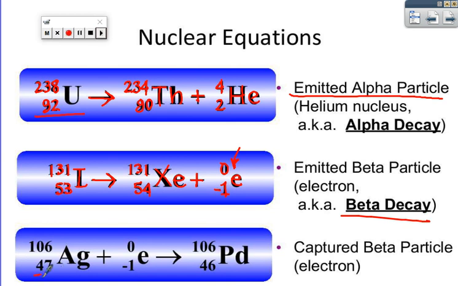So if you had Ag, atomic number of 47, and atomic mass of 106, and then you add on an electron or a beta particle, you end up with still an atomic mass of 106. Notice the mass did not change because electrons don't weigh anything. And your atomic number is now 46. So this is a captured beta particle, or an electron. So you can either lose a beta, beta decay, or you can capture a beta.